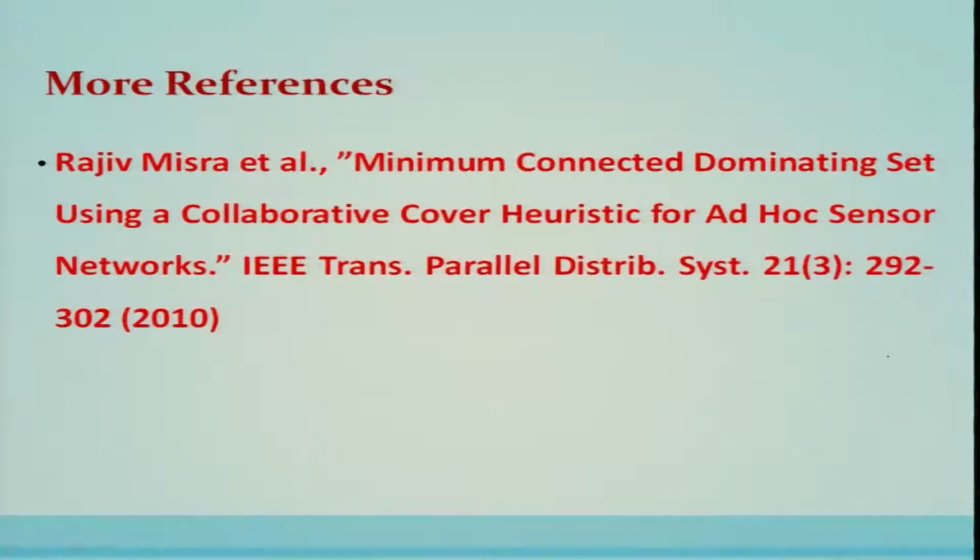Now for further references, more details of the minimum connected dominating set using other heuristics, called collaborative heuristics for ad hoc sensor networks, you can refer to this reference by Dr. Rajiv Mishra, IEEE Transactions on Parallel and Distributed Systems, published in 2010.